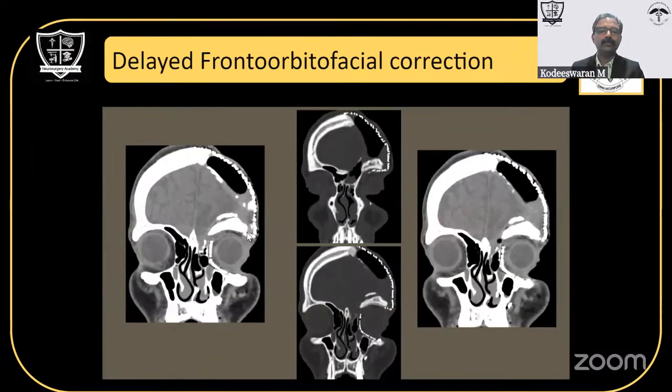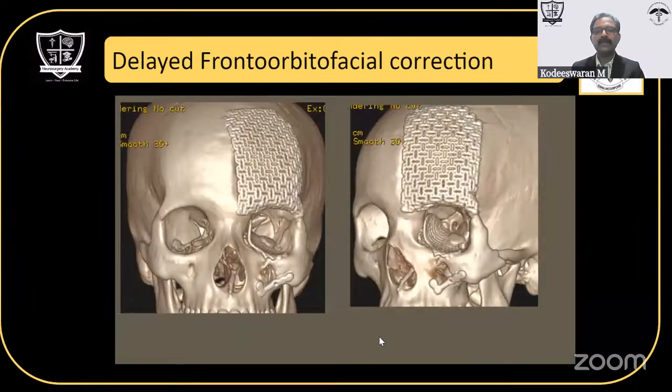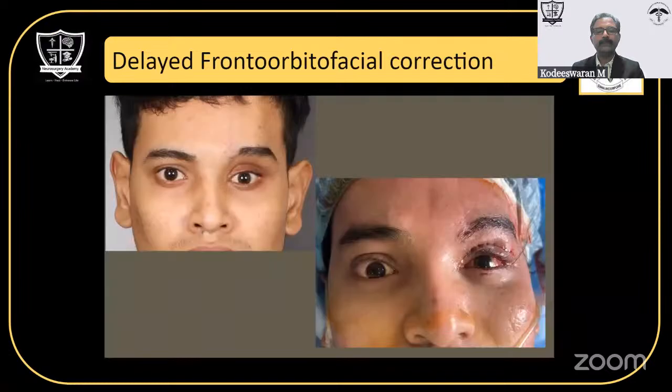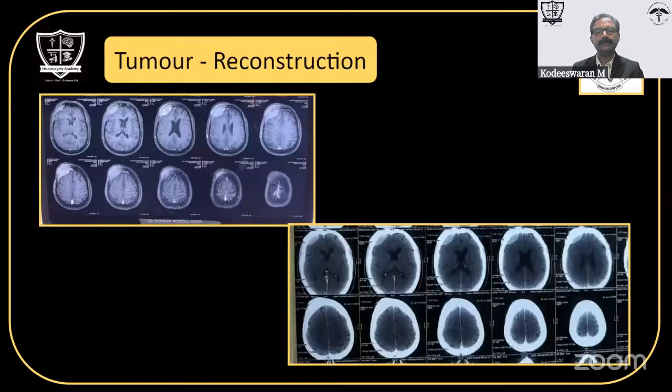This is after surgery. The frontal portion was corrected, the medial orbital wall was corrected, and the floor was corrected. The orbit was lifted from the maxillary sinus. This was the post-op CT scan. Now most of the problems are corrected. This was the post-op status of the patient.